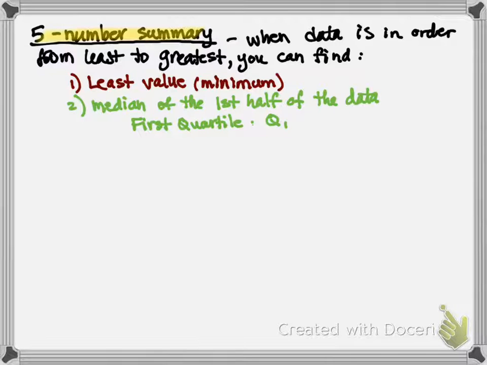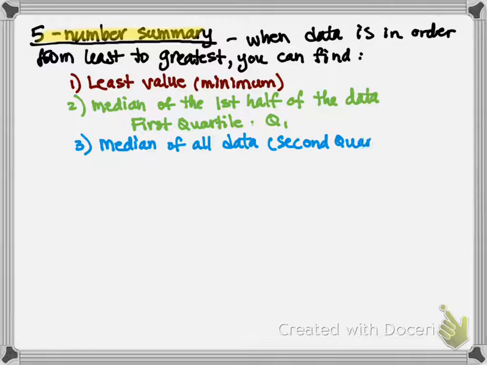Okay? Which means we got to know where the halfway point is. So we're going to find the median of all data, and that is sometimes referred to as the second quartile. That's kind of a new term. I've always just called it median. I've actually even seen it with a Q sub 2.